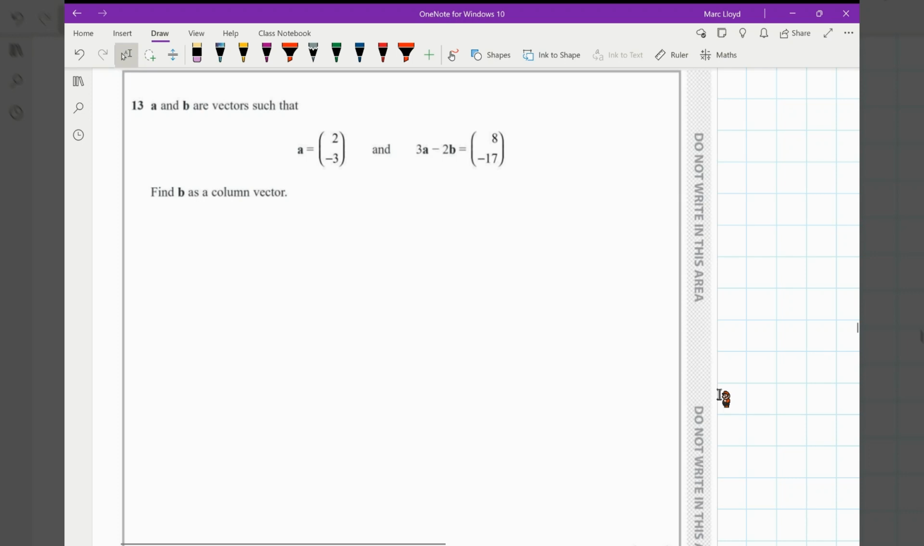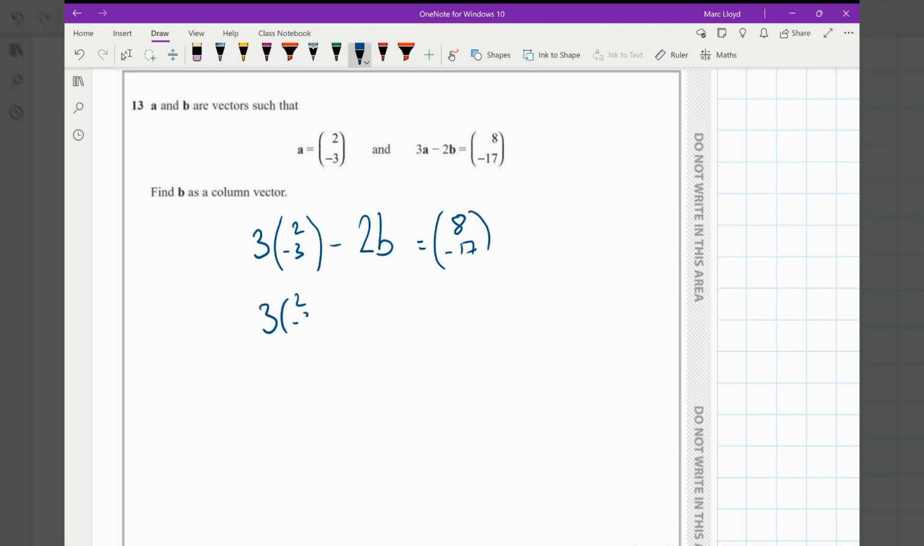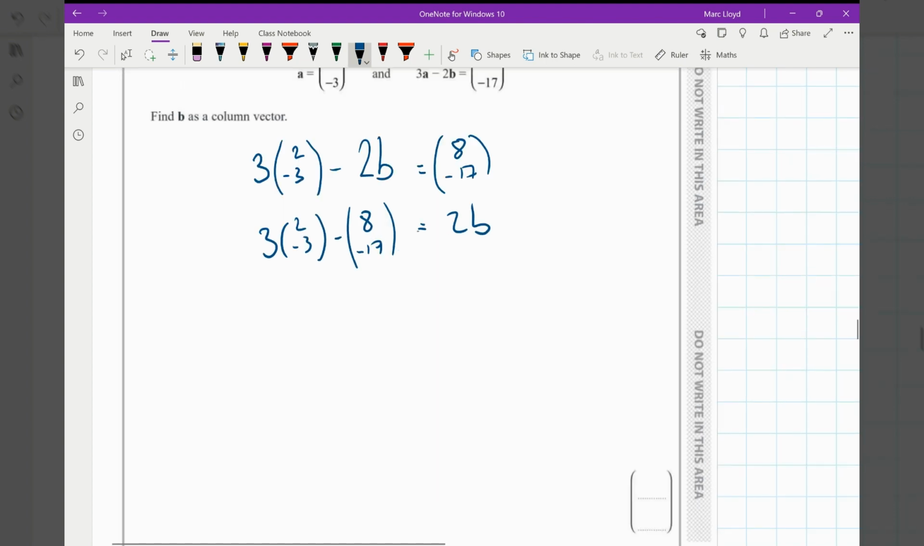Question 13. I don't think I've seen a vectors question like this, but I love it. So we've got 3a, that's 3 lots of 2, minus 3, take away 2 lots of b, and that's going to equal 8, minus 17. Right, first thing I want to do is tidy everything up here. I'm going to take away this vector, and then that's going to equal 2b. So now my 2b is positive, and when I'm dealing with things, this is going to be a lot nicer.